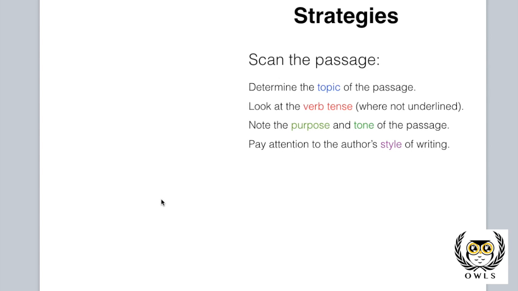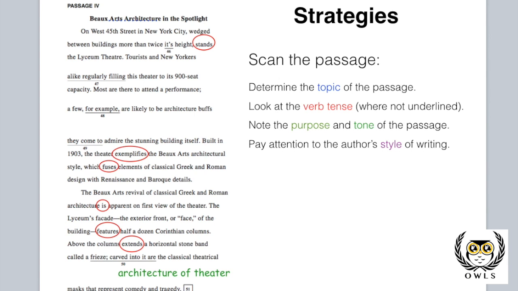We're going to have a minute, and we're going to try doing it in that time. We're going to look for these four things: the topic, the verb tense, the purpose, and the tone and style. Let's get started. The Beaux Arts architecture in the spotlight. Arts and architecture. Scanning through each sentence, this process is going to be the first sentence of each paragraph.